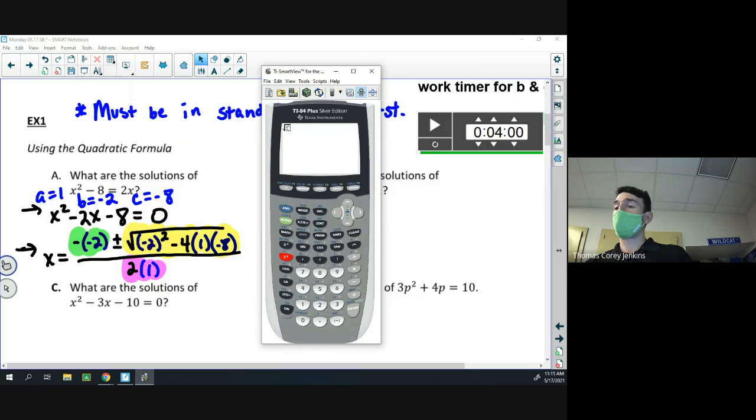So -2 in parentheses. So I do parentheses, and then the negative is the thing down here on the bottom, right, not the minus sign, okay? -2, close parentheses, squared, and then minus, not negative, minus 4 times 1, which I'm just going to skip, times -8. So it looks like that. I hit equals, and you should practice until you get 6, because you got to know how to type it in, right? Or your calculator won't be helpful, okay?